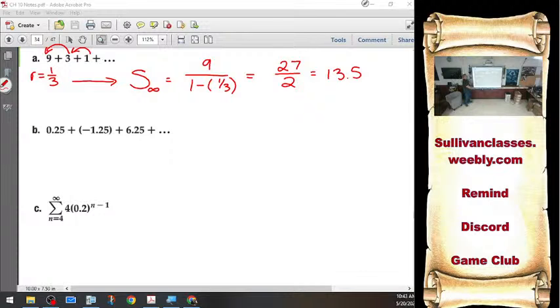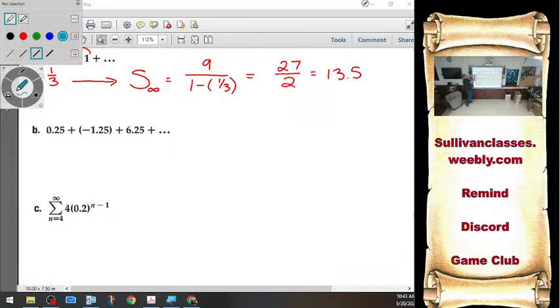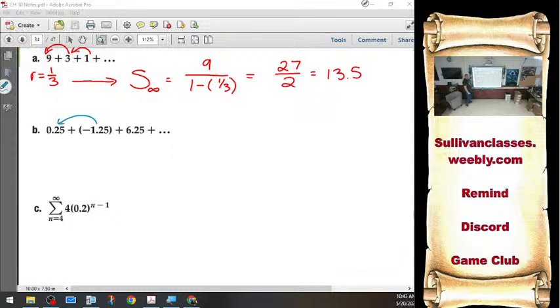Last thing I put is 100 to 1.2. If I take negative 1.25 divided by 0.25, what do I get? How about 5? What is 6.25 divided by negative 1.25? Is it actually? Yeah. Okay. My common ratio is not a proper fraction. It is not an absolute value less than 1. So that means the sum of this infinite series is not possible.